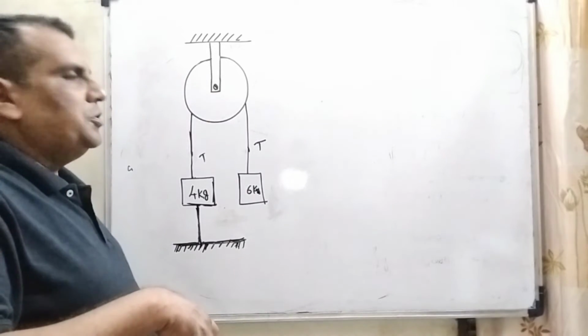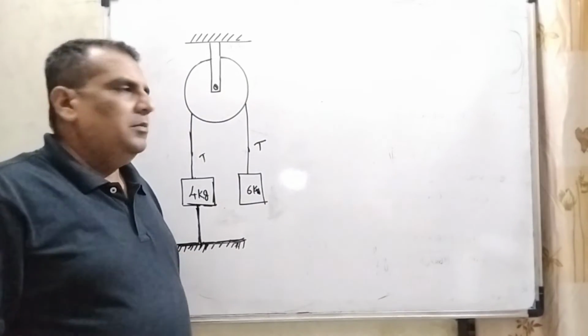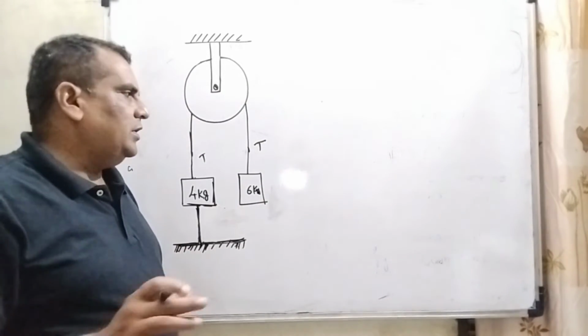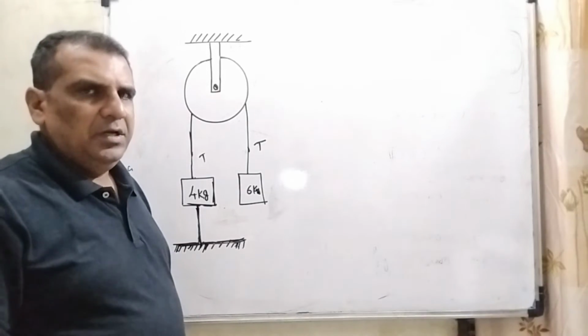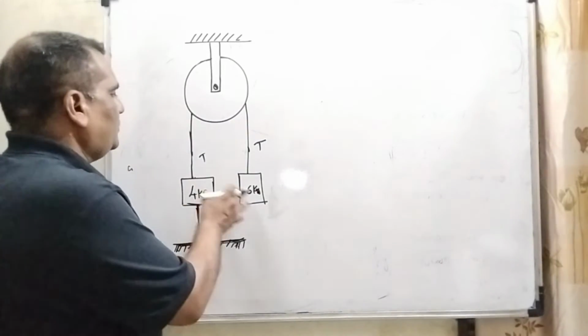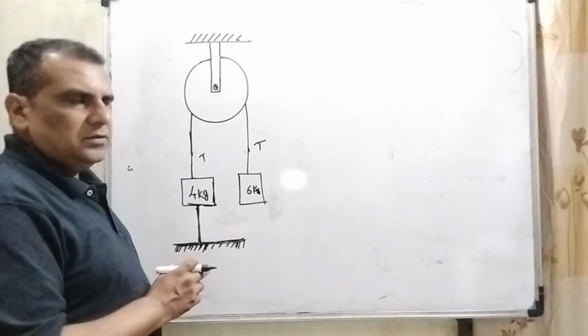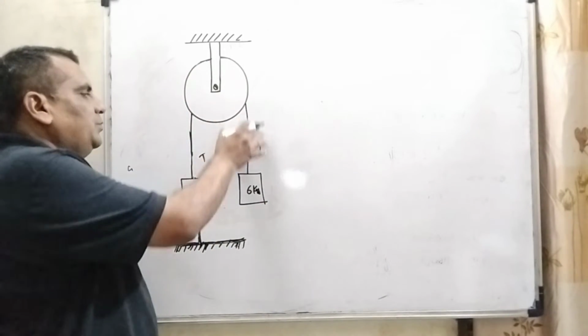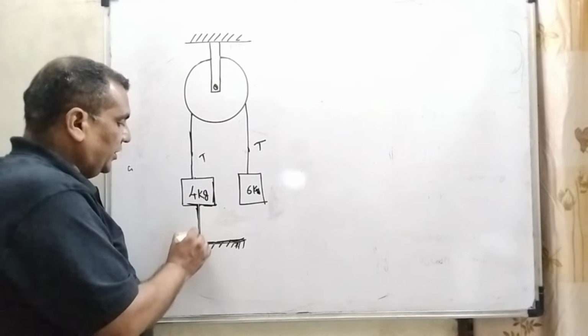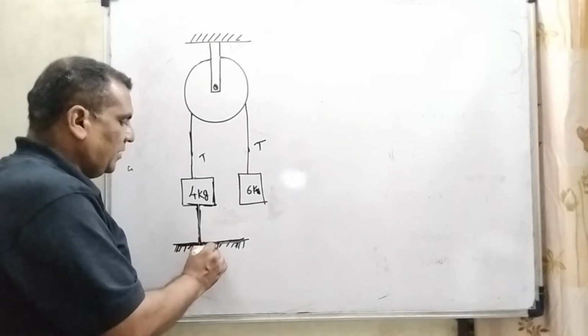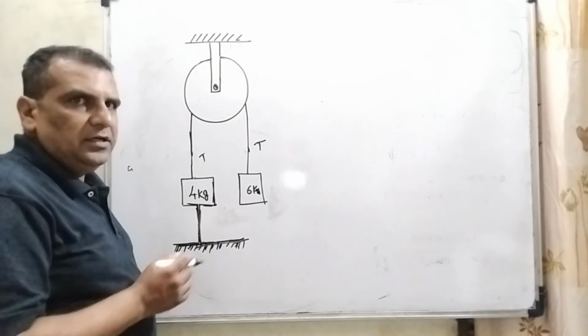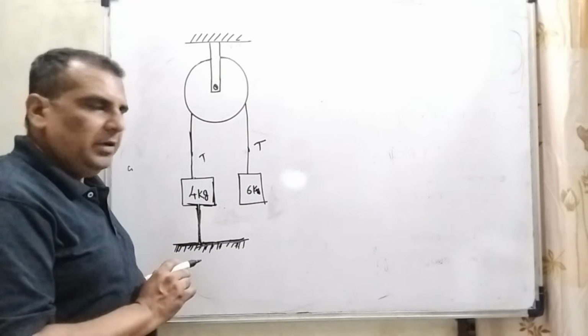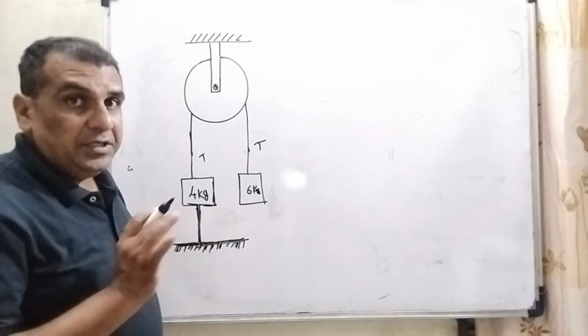Actually, this question is very simple but a little bit tricky. What are the interesting things in this question? Let's see. Here we have given two blocks, 4 kg and 6 kg, which are connected with a string passing over this pulley. But another string is connected with this table, which we can say is a rigid stand. Okay. And what is interesting here?